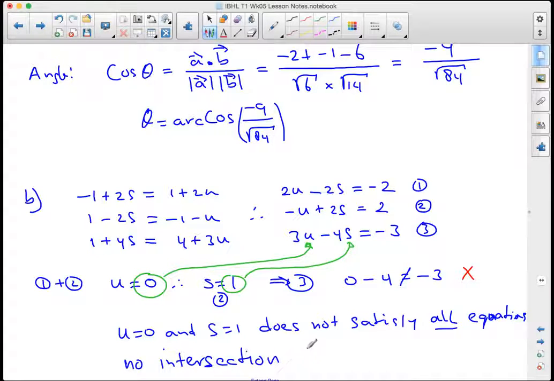Now I haven't really checked whether these two lines are parallel. But suppose they're not parallel, we can easily check that. If they're not parallel, they're not coincident either. And if then there's no intersection, that must mean they're skew.